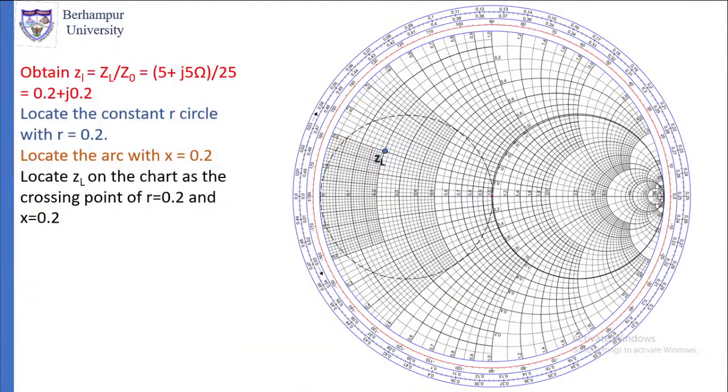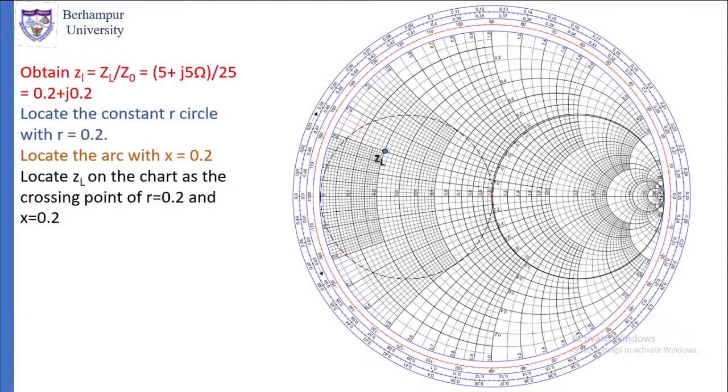Now that you have drawn two circles, first find out the normalized impedance, ZL. Small zL will be capital ZL divided by Z0. Z0 is equal to 25 and capital ZL is equal to 5 plus J5. So 5 plus J5 by 25 is equal to 0.2 plus J0.2. So first obtain this: small zL is equal to 0.2 plus J0.2.